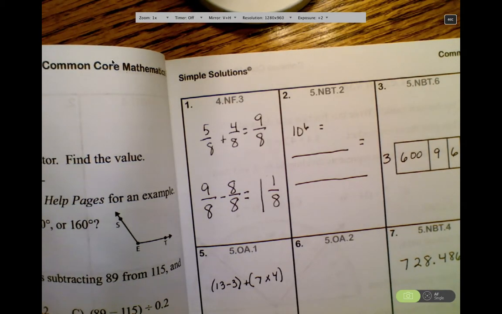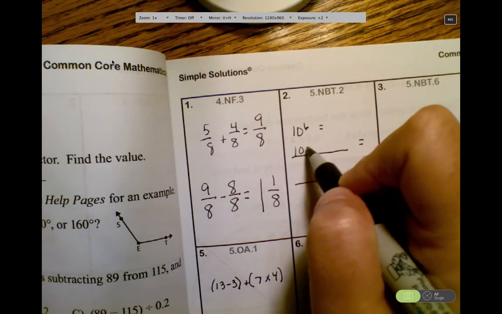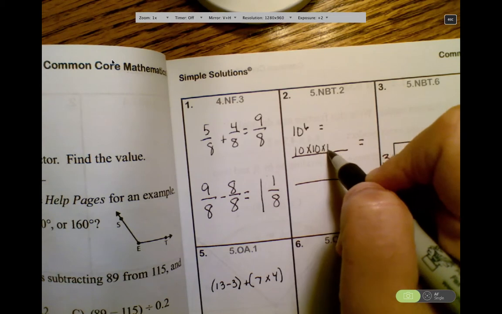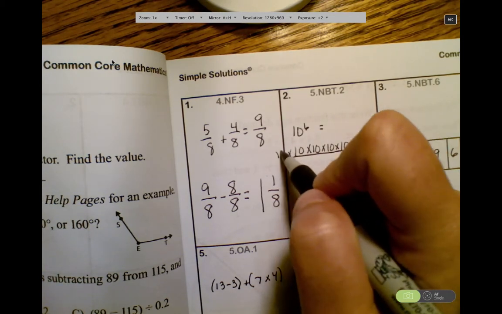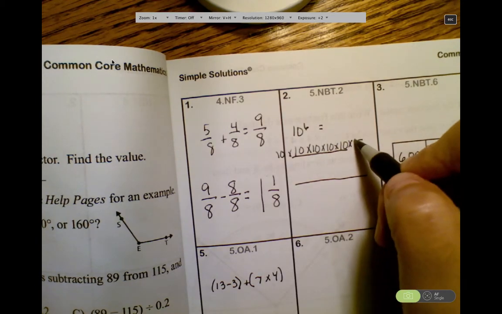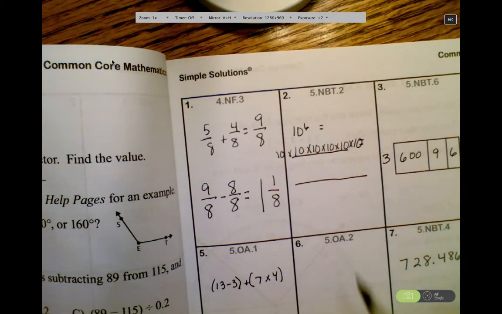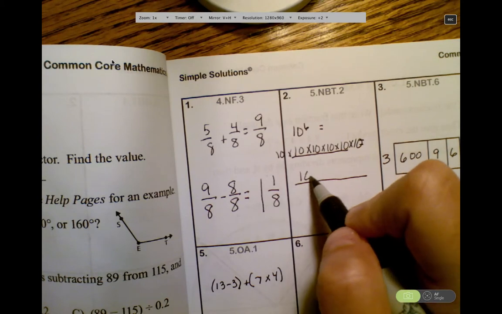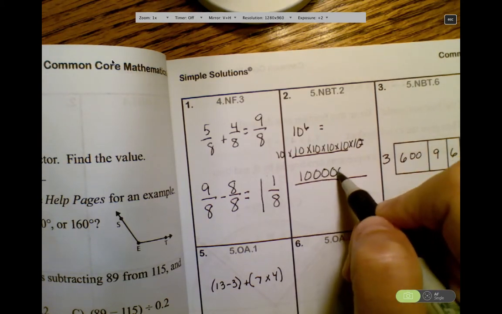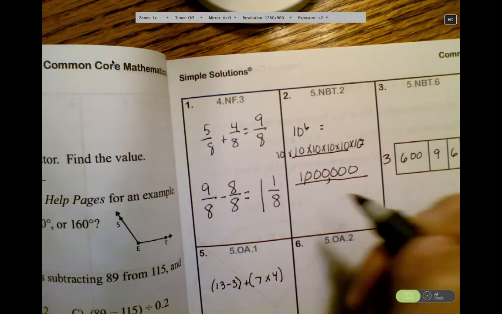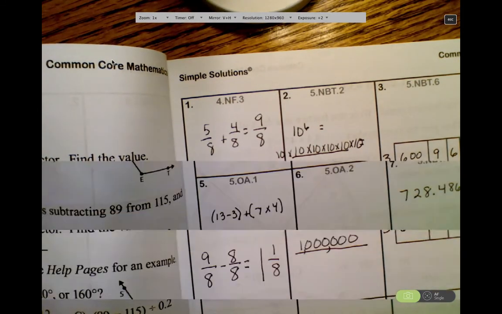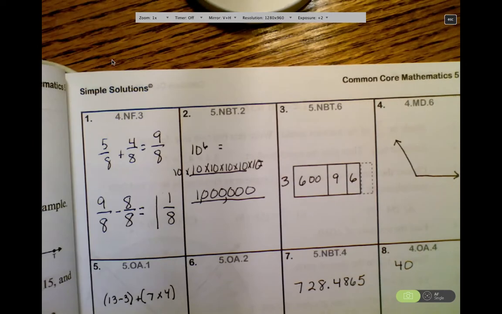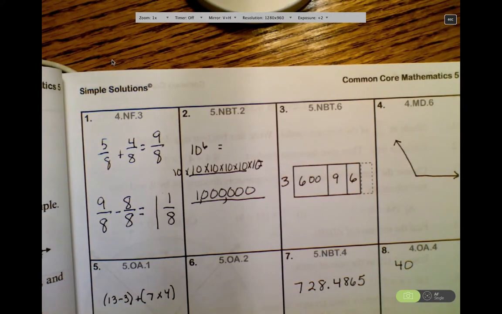I'm going to change 10 to the 6th power into a repeated factor, 10 times 10 times 10, 1, 2, 3, 4, 5, and I can get one more here, 6. And then what does that look like? Well, it has 6 zeros. Excellent.